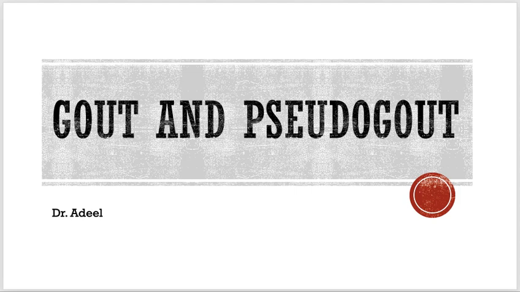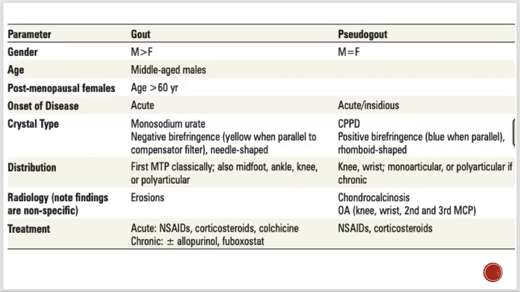First of all, to start with, just to tell you the difference, gout, which is caused by sodium urate or monosodium urate, is more common in males, and pseudogout, which is caused by calcium pyrophosphate, has an equivalent prevalence in males and females. And mostly gout affects middle-aged males as well as postmenopausal females, and the onset is acute.